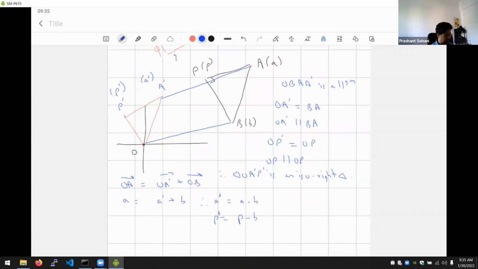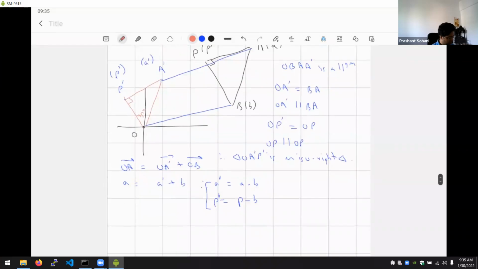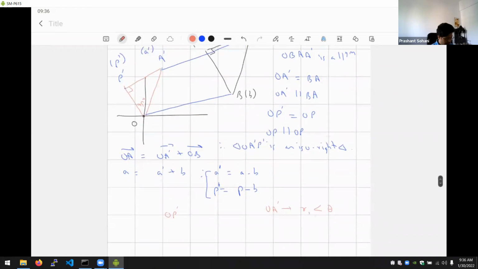Okay, and now what is the relation between A dash and P dash in the red triangle? Because this is an isosceles right angle triangle, I know that if I write everything in polar coordinates, OA dash has some R1 and theta 1, and OP dash has some R2 and theta 2.